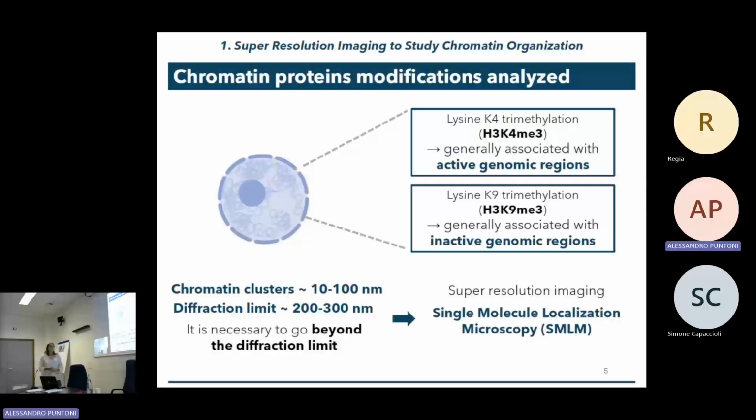So the problem is that traditional microscopes that use visible light are limited by the diffraction limit, which is about 200-300 nanometers. So to observe the chromatin clusters, we have to go beyond the diffraction limit and use super resolution imaging. Within the super resolution imaging techniques, I use single molecule localization microscopy.